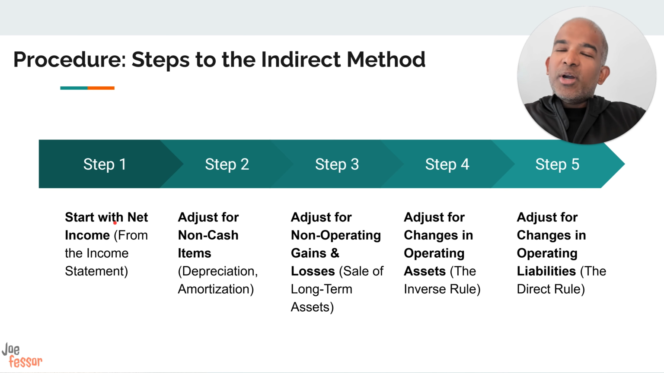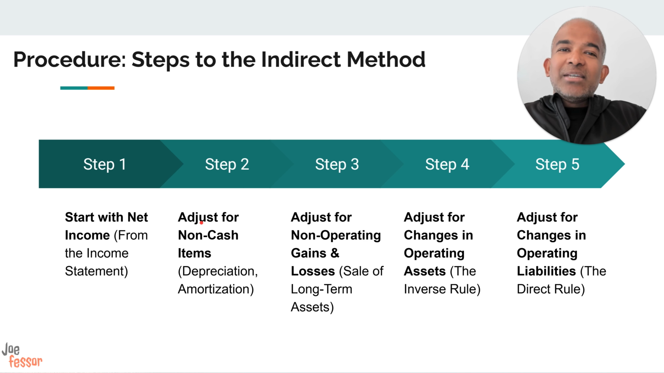This is our starting point for the entire reconciliation. Next, we handle the non-cash timing issues. Step 2 involves adjusting for non-cash expenses like depreciation and amortization. We'll soon see in detail why we add them back.